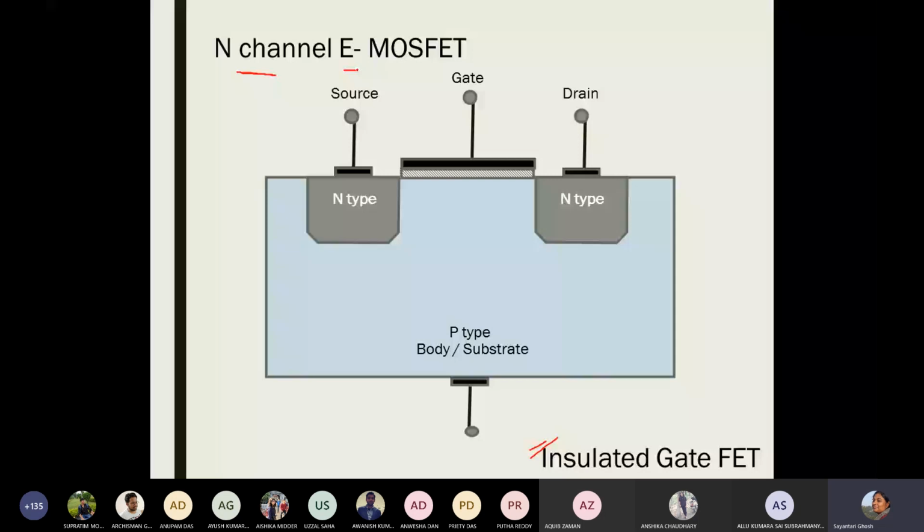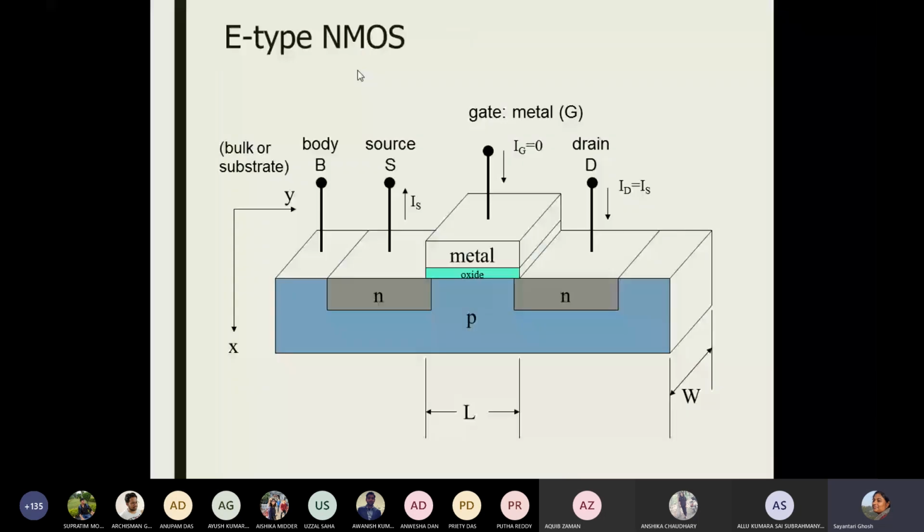So let us start by seeing how this channel can get created, get enhanced if I apply proper voltages in these terminals that I have. So this is the structure. In 3D, if you want to imagine, this is the structure where I was talking about these wells. These are the wells where you have created the source and the drain terminal. Now let us talk about biasing.